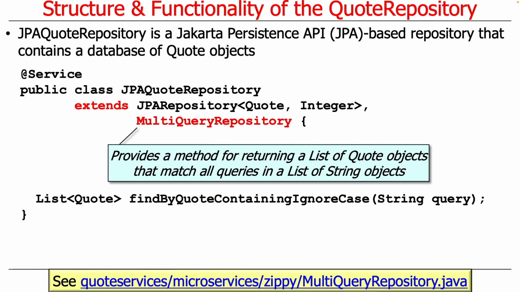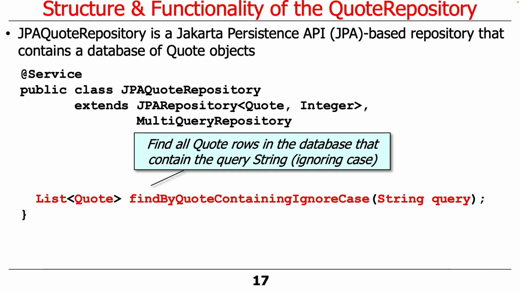So we also have another interface. This is the part that's new, called multi-query repository. And that provides a method that returns a list of quote objects that match all the queries in a list of strings that are passed as a parameter. And that's going to be new and very cool. And you'll need to understand how this works for your upcoming programming assignment 2B.